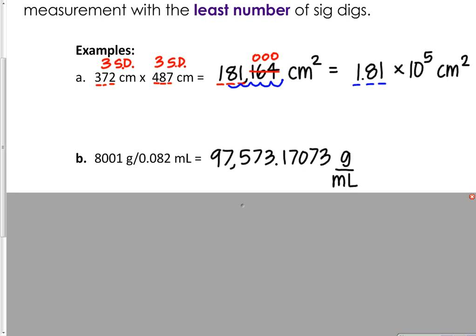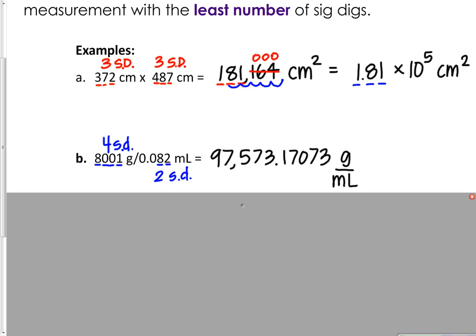The problem is I can't keep all of these digits. The rules say that I can only have as many significant digits in my answer as the measurement that had the fewest number. So let's look. 8,001. How many significant digits are in that number right there? Well, the 8 and the 1 are significant, and the zeros that are between them have to be. So this one has 4 significant digits. The 0.082 milliliters, the 8 and the 2 are significant. These zeros are called placeholders. So this measurement only has 2 significant digits. That means my answer can only have 2 significant digits.